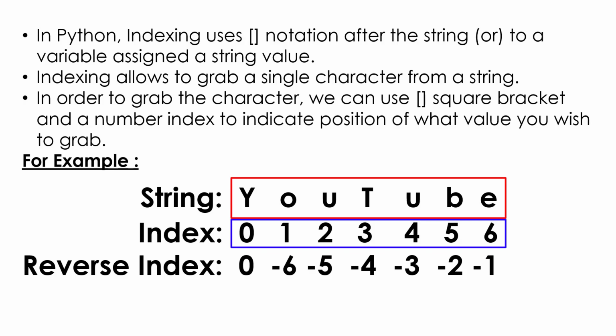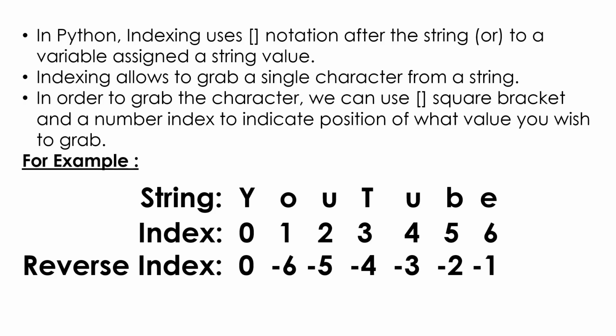And it will also have a reverse indexing. So in Python, we also have a concept of reverse indexing. What happens here is the first character will be assigned a 0 index number. The last character will have -1, second last will have -2, and -3, -4, -5, -6, and as per the string it goes on. So that is how indexing and reverse indexing works in Python.